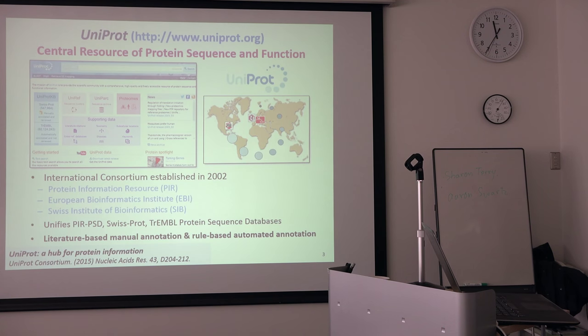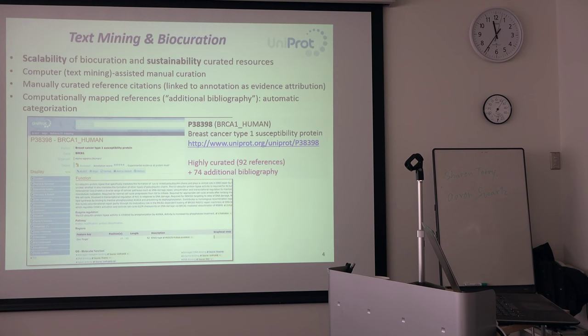And UniProt, I think you are quite familiar with, is this international consortium. In order for us to provide the rich functional annotation within UniProt, we have to rely a lot on literature-based manual curation. We also use those gold standards to help develop rule-based automatic annotation, so that the annotation could be scaled as the number of sequences continues to grow tremendously due to the different sequencing projects.